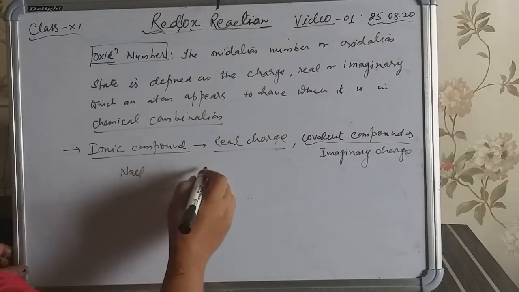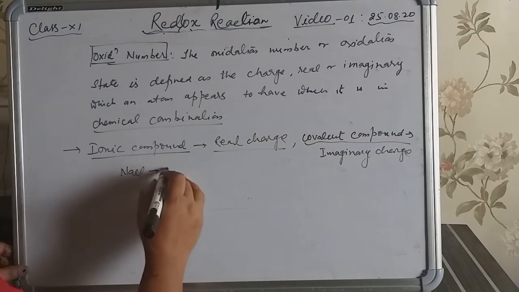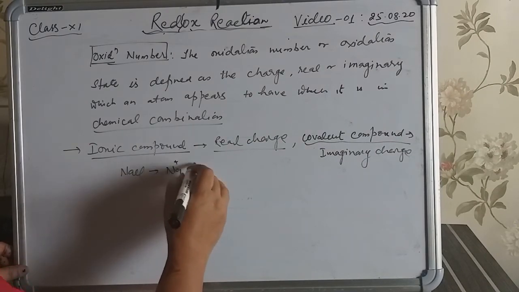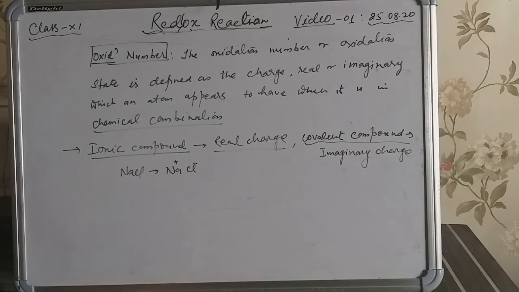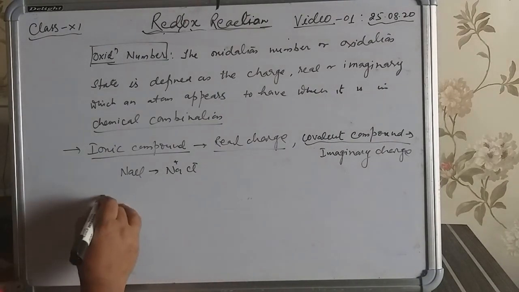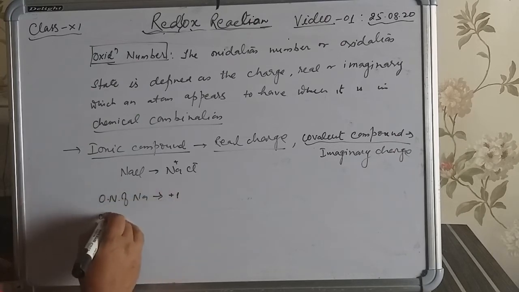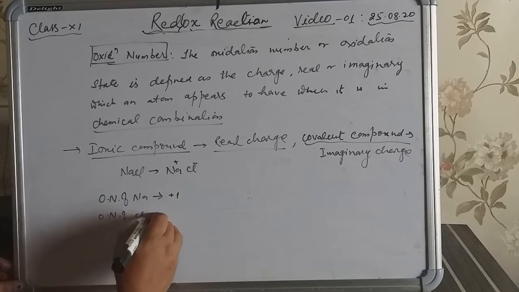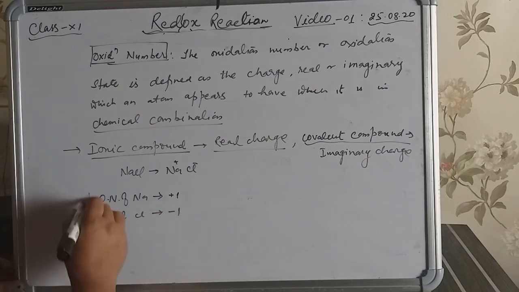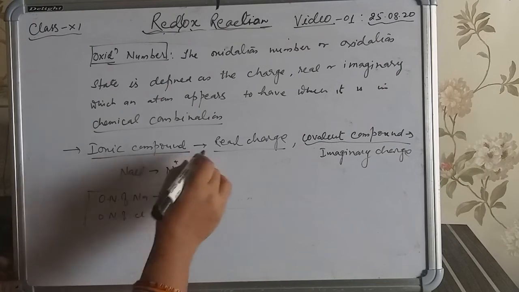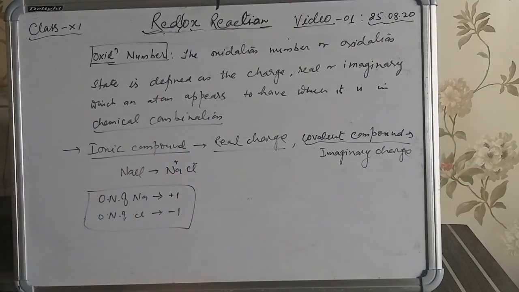So for an ionic compound like NaCl, we have the sodium ion and the chloride ion. The oxidation number of sodium is +1 and the oxidation number of chlorine is -1. So in the case of an ionic compound, the real charge is considered as the oxidation number.